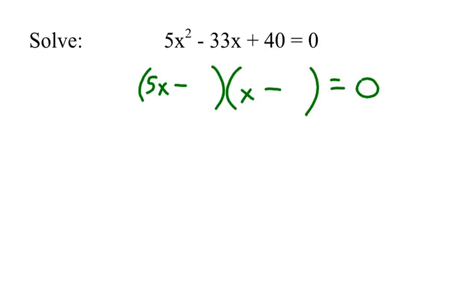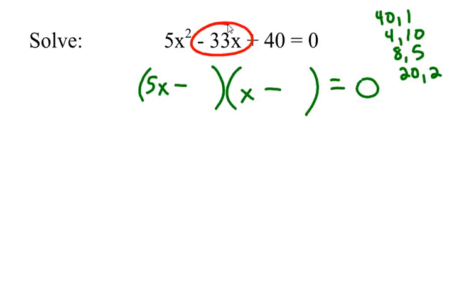And now factors of 40. So 40 and 1, 4 and 10, 8 and 5, 20 and 2. I don't know if there might be one that I'm missing, but I also know that I have the one that I want right there. So I need to get this middle term to be negative 33x.